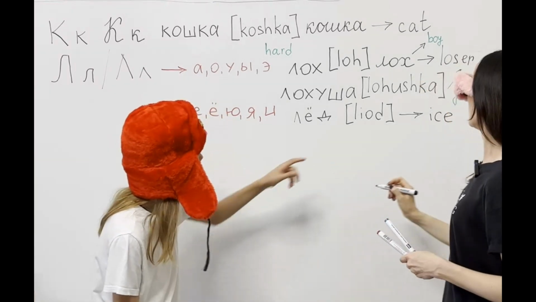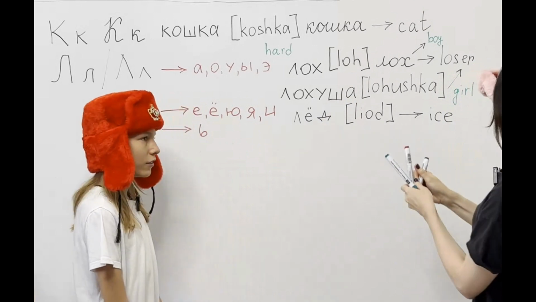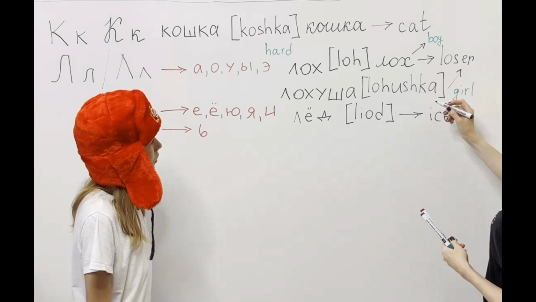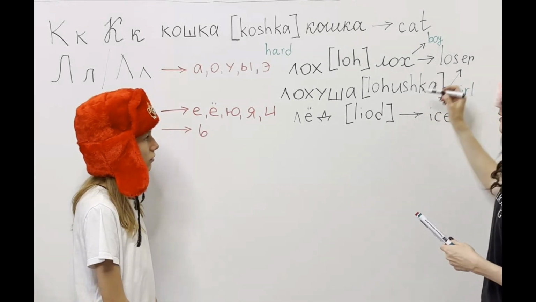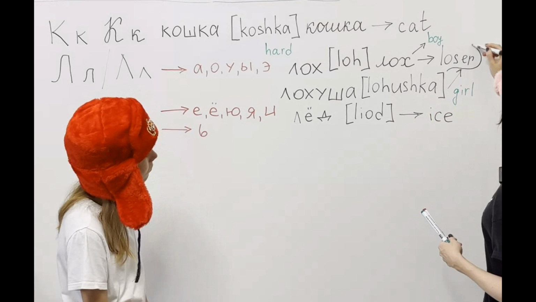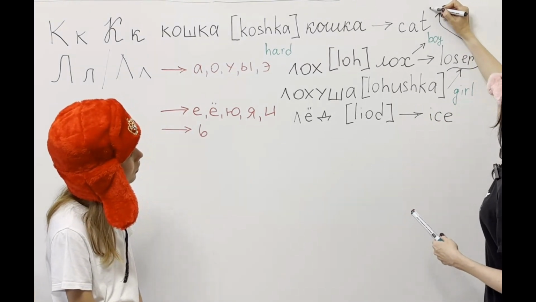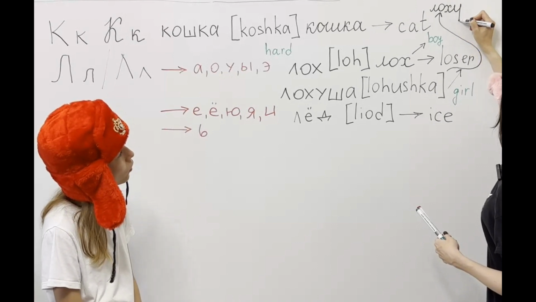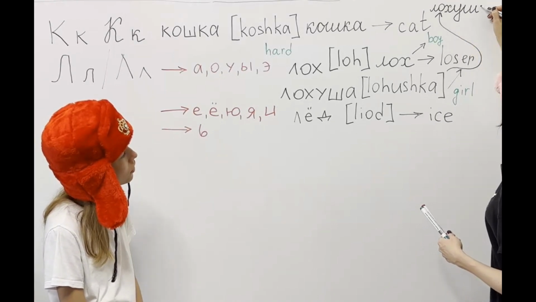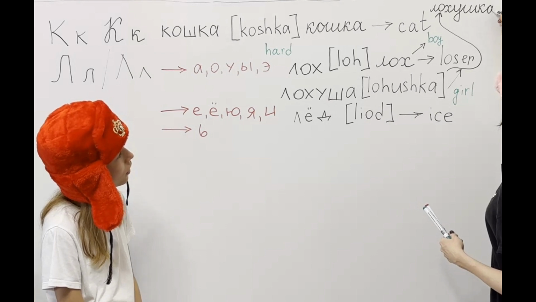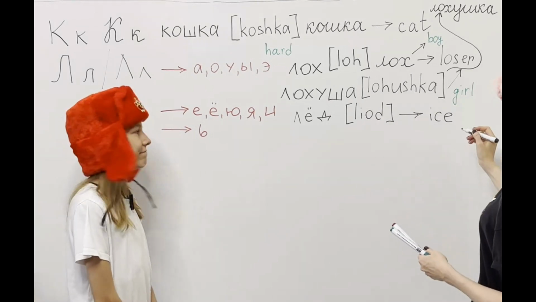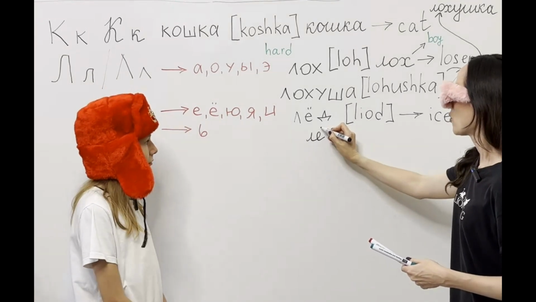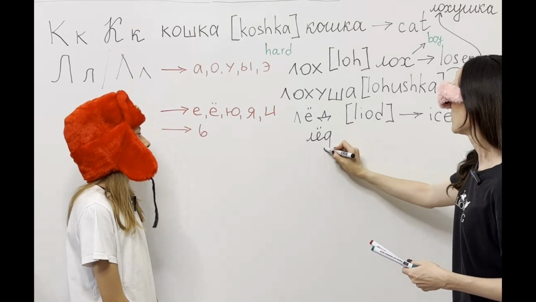Forgot to write лохушка in cursive form. Okay, maybe if you're interested, it's gonna be here. Lo, hu, sh, ka. Лохушка. And лёд. This is the cursive лёд.